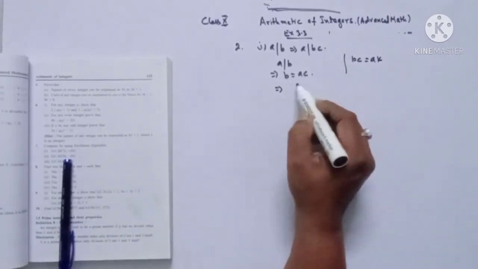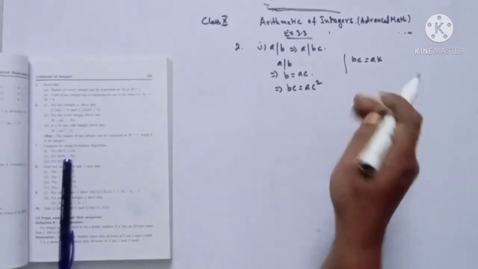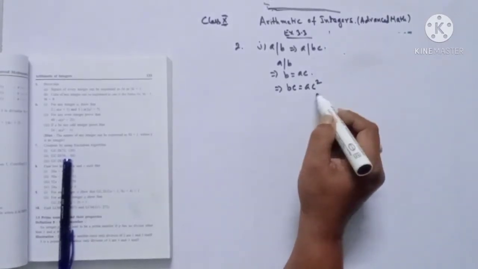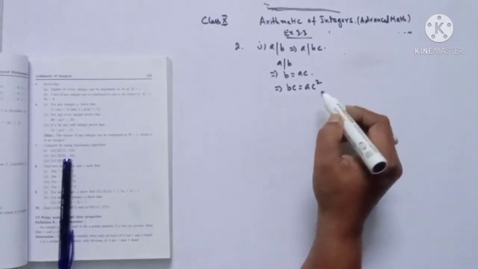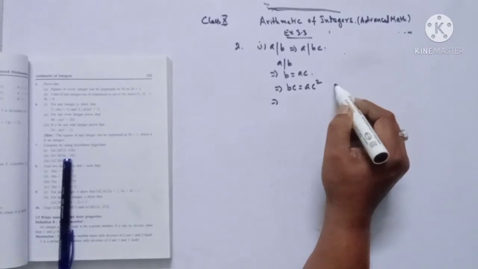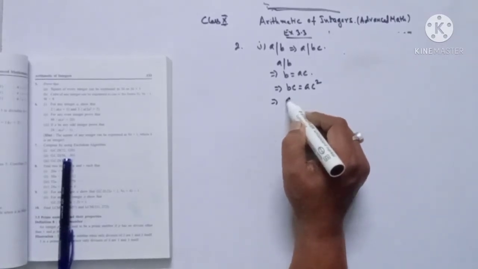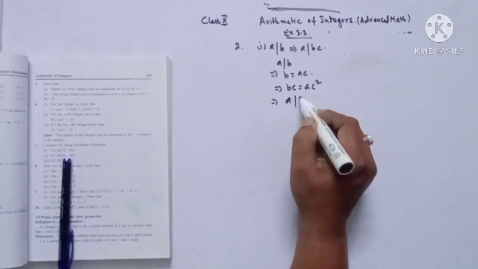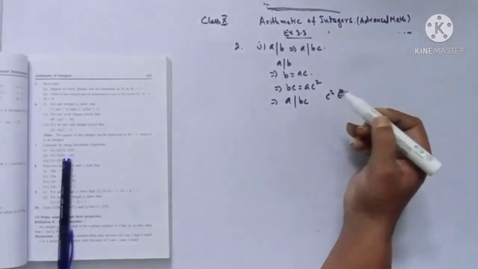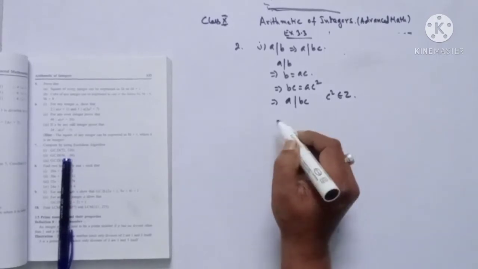You multiply both sides by C, so BC will be equal to AC square. So BC will be AC square. So this C square, it is an integer. So I can write that A divides BC, where C square belongs to integer, because C is an integer. So as per theory, C square belongs to integer. I can write like this.